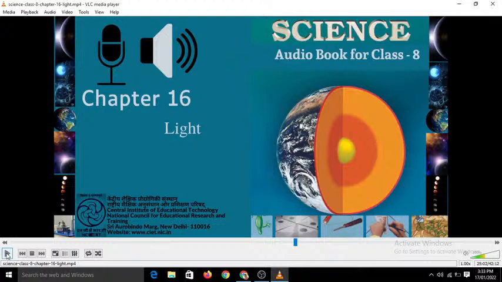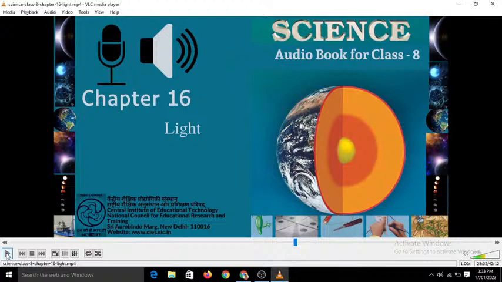Students, now already we have discussed about the light, lesson light. Here this is only the audio which is going on. See what is the concept in this lesson. The first that we have learned about the image that is formed in the plane mirror, how the image is formed in the plane mirror. Then the characteristics of the image formed in the plane mirror.